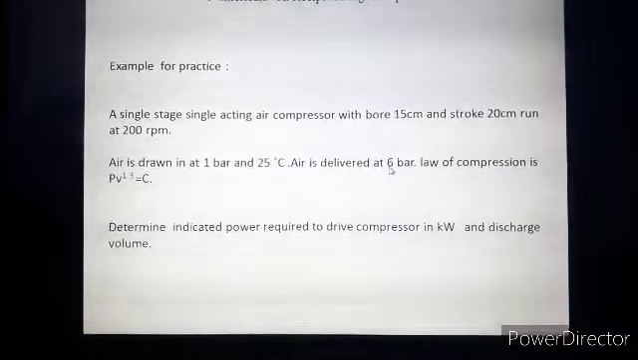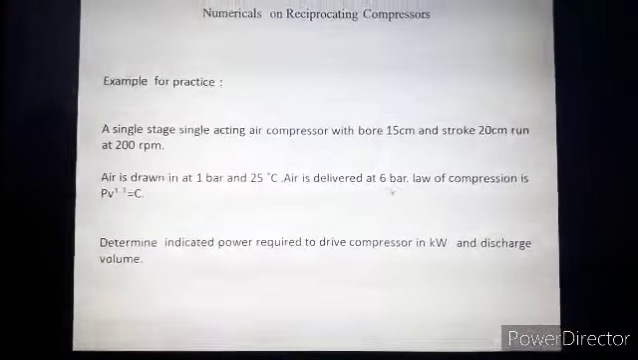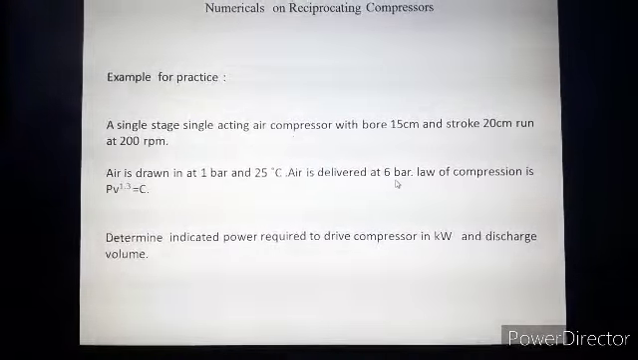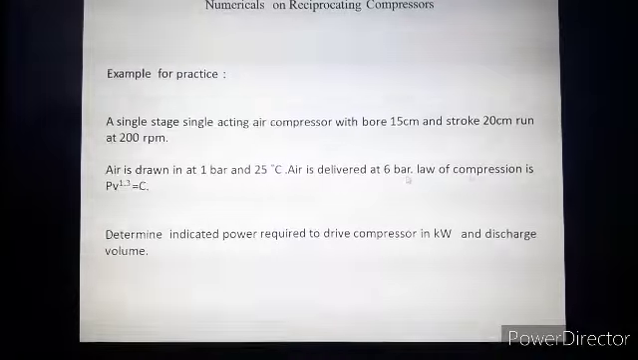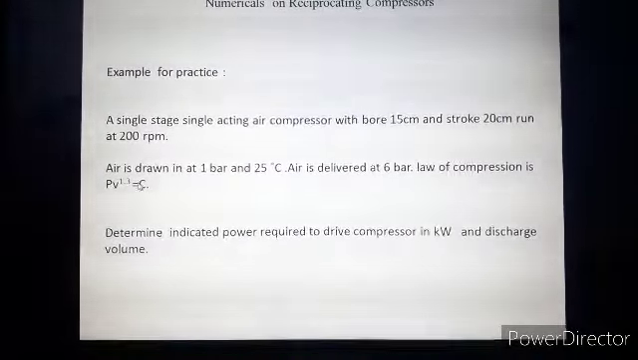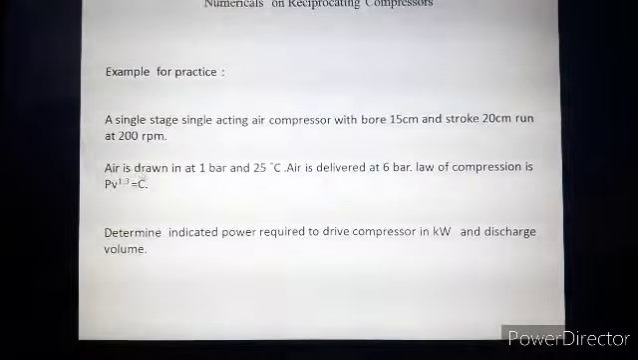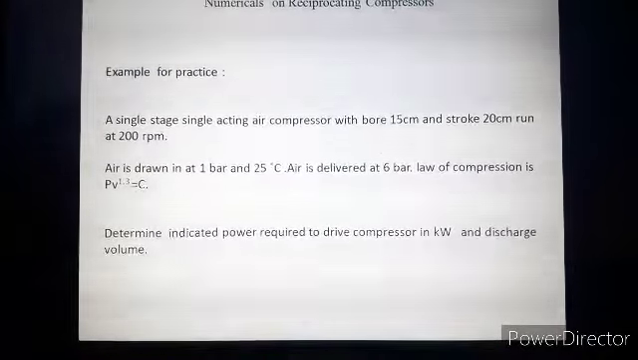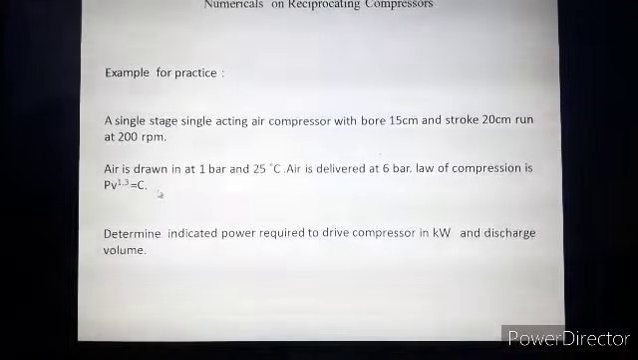Then this is the discharge pressure P2. Again convert this pressure P2 from bar to pascal. So P2 is equal to 6 into 10 raised to 5 pascal, or 6 into 10 raised to 5 Newton per meter square. Again the law of compression is given, PV raised to 1.3 is equal to C. So compare this with PV raised to n is equal to C. So the polytropic index is small n, that is 1.3.